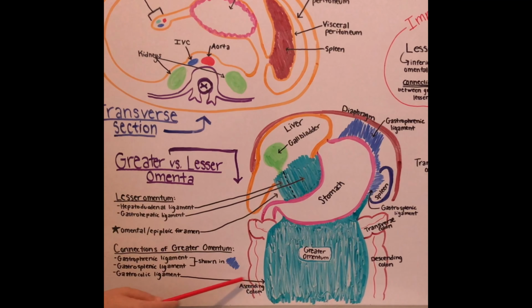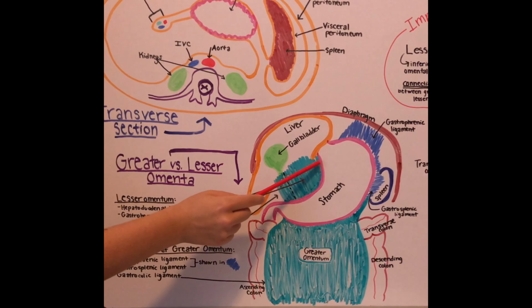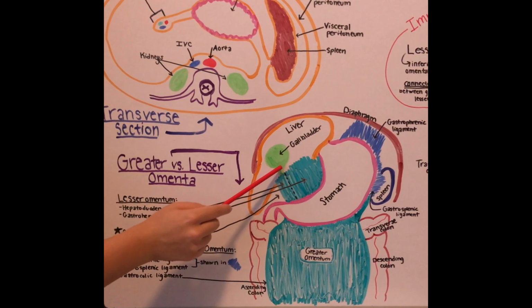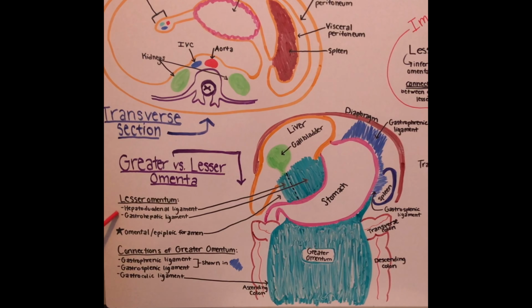The lesser omentum connects the lesser curvature of the stomach and the proximal duodenum to the liver. The lesser omentum is composed of the hepatogastric ligament and the hepatoduodenal ligament. The hepatoduodenal ligament houses the portal triad.